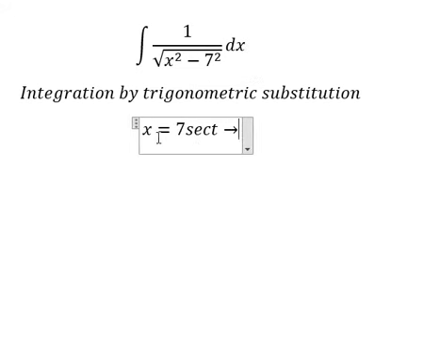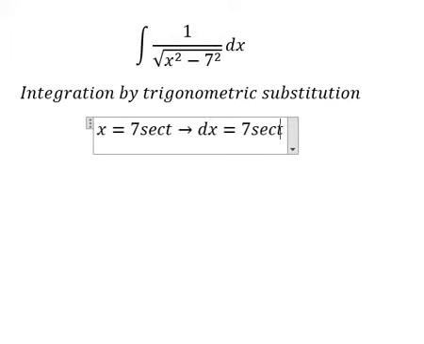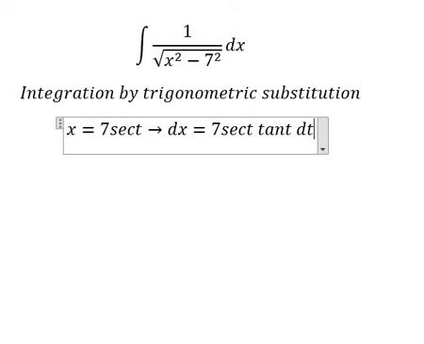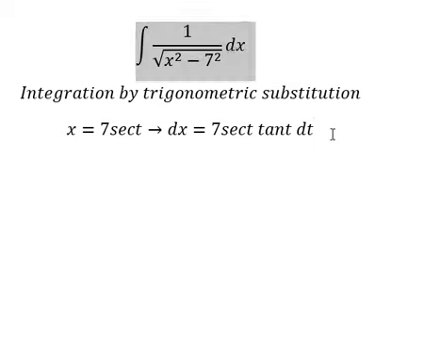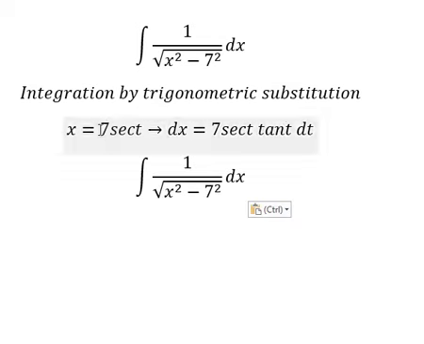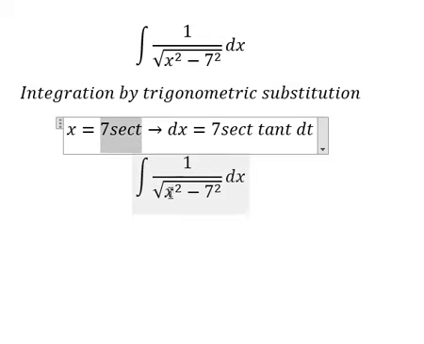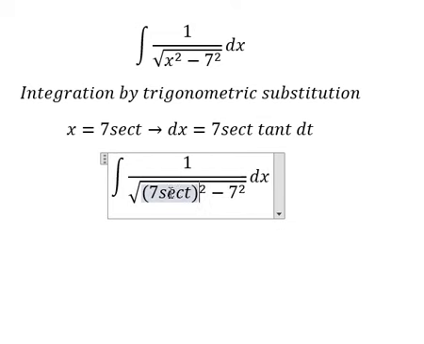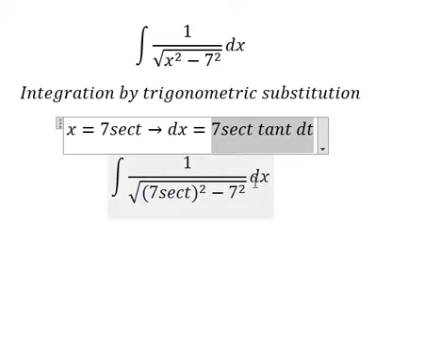Next, we first take the derivative of both sides and you get ds equals 7 secant of t tan t dt. First the derivative of this one, you get this one. So I will put this one in here. ds we change by this one.